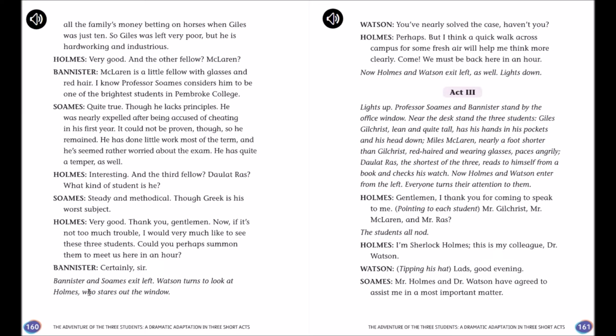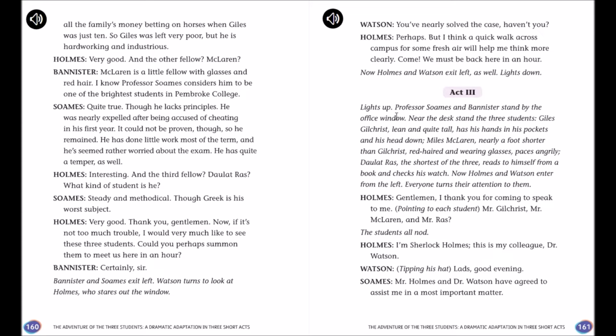Watson turns to look at Holmes, who stares out the window. Watson. You've nearly solved the case, haven't you? Holmes. Perhaps, but I think a quick walk across campus for some fresh air will help me think more clearly. Come, we must be back here in an hour. Now Holmes and Watson exit left as well. Lights down. Act 3. Lights up.